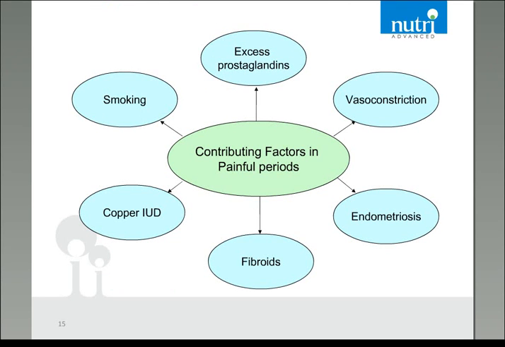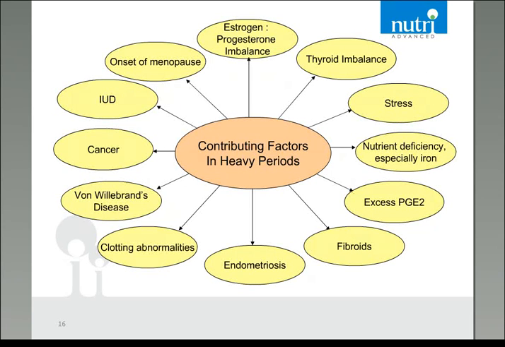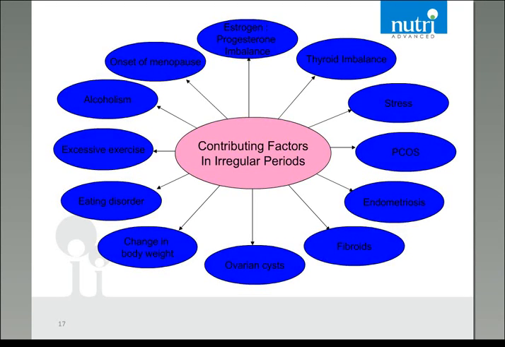So here's just an overview of contributing factors in painful periods. Can include vasoconstriction, endometriosis, which we're going to cover, fibroids, which we're going to cover, copper coil, smoking, and excessive prostaglandins. And then factors in heavy periods include thyroid imbalance, stress, nutrient deficiency, especially iron, excess PG2, fibroids, endometriosis, clotting abnormalities, von Willebrand's disease, cancer, IUD, onset of menopause, and estrogen-progesterone imbalance, which we've covered those sort of factors.